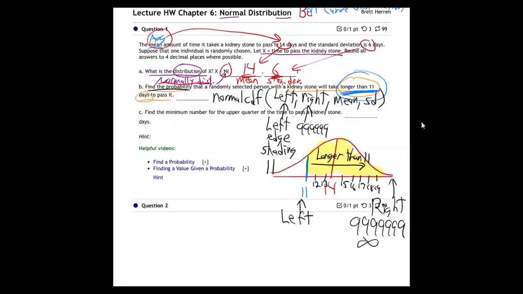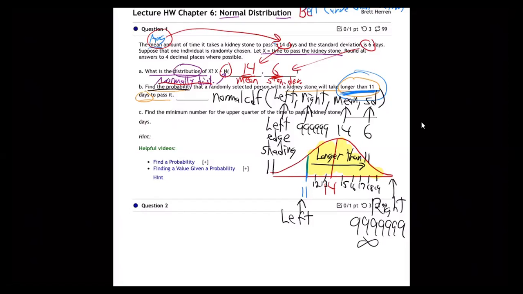And then what's the mean? Well, we already know the mean. The mean is 14. The standard deviation is 6. So that's what you put into your calculator. So go find the normal CDF and do exactly that.